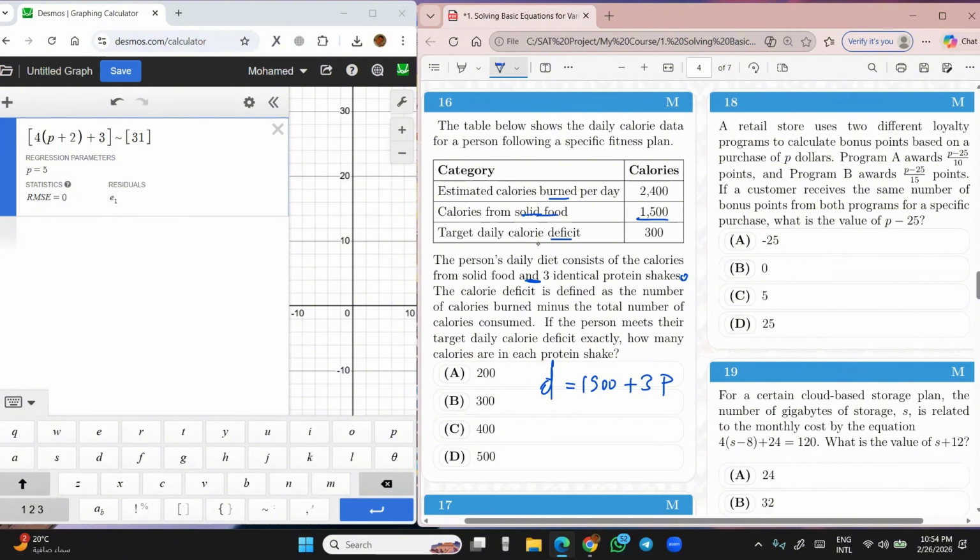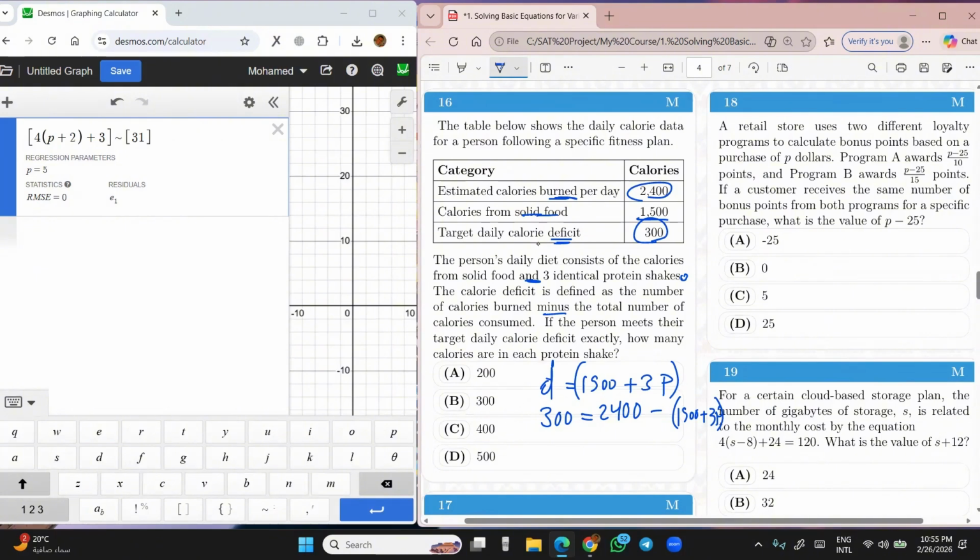And then let's say the calorie deficit is defined as, so deficit is what? 300. The calorie deficit is 300. So 300 is defined as, meaning equal to, the number of calories burned, which is here 2,400, minus the total number of calories consumed, which is the dieting schedule, which is this one. So we write minus and then write everything here, which is 1,500 plus 3P. And then because this equation contains only the letter P, we can get P using Desmos.